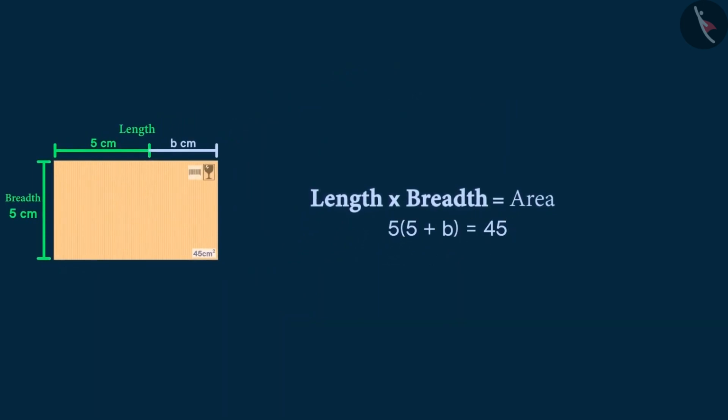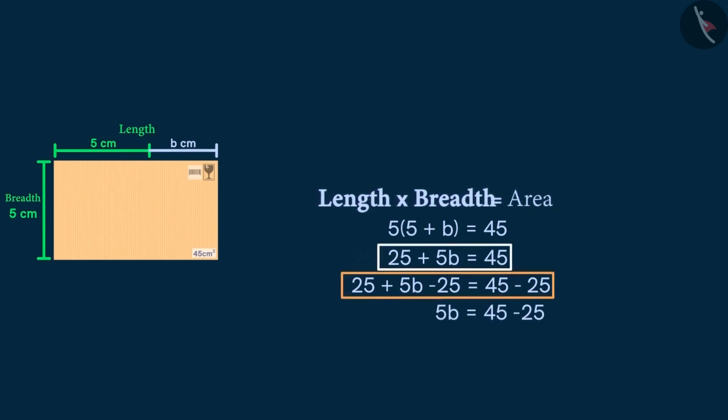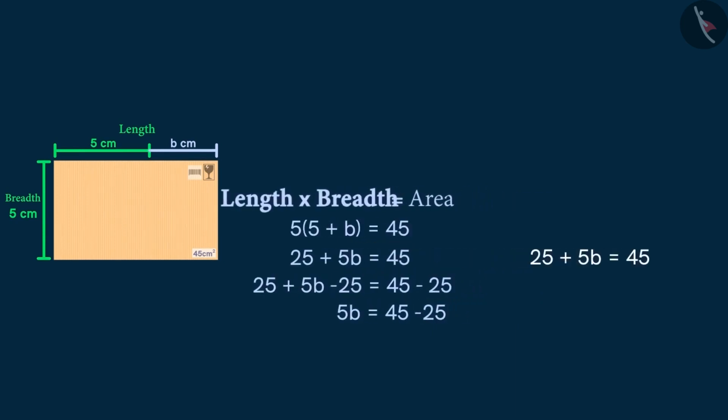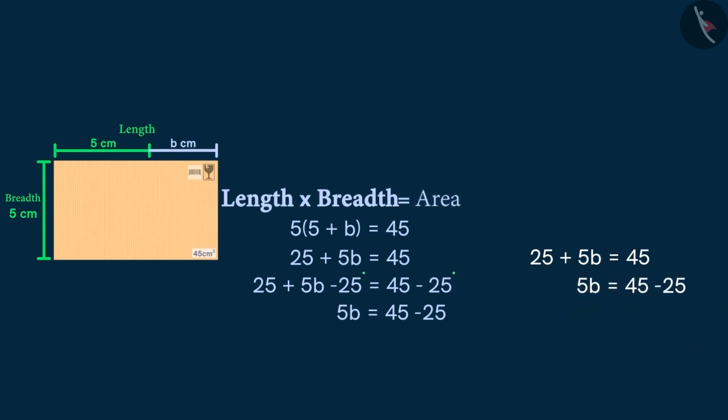So let's go ahead with our equation. This is how we can expand our equation. Now, we will have to subtract 25 from both the sides so that we can eliminate 25 from the left-hand side of the equation. On doing so, we get this new equation. But look at these steps carefully. Let's say from our equation, instead of subtracting 25 from both sides, can we directly transpose 25 from the left to the right-hand side? Yes, we can do that.